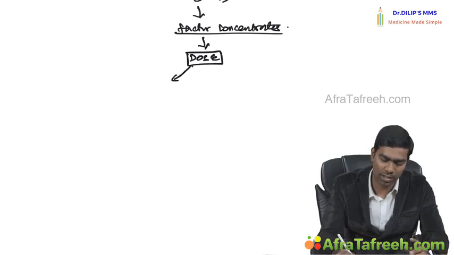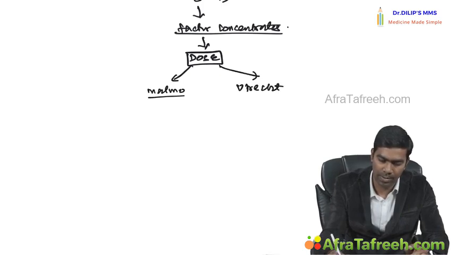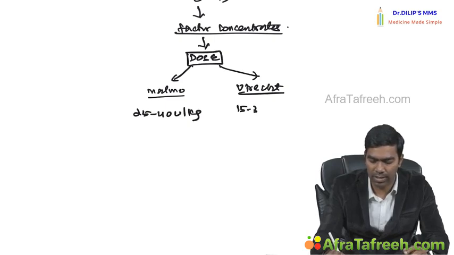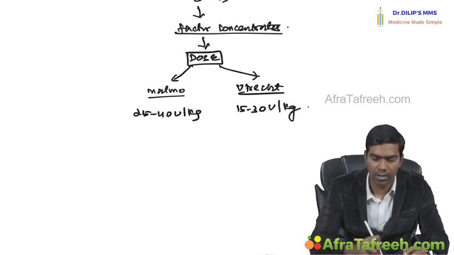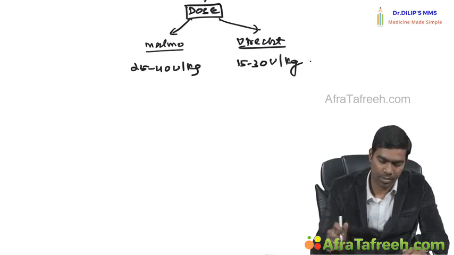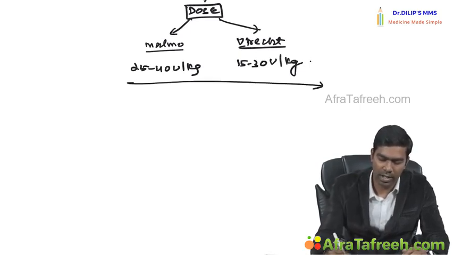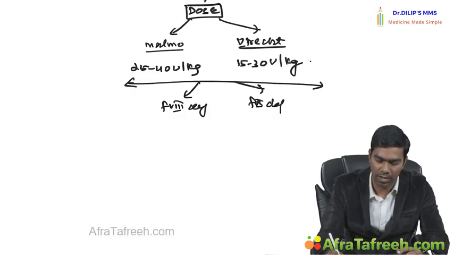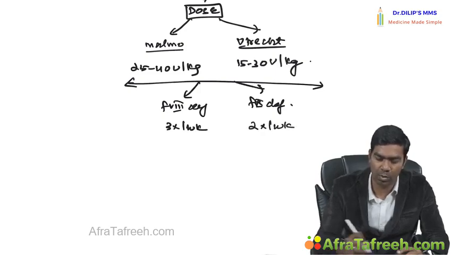There are two protocols for dosing. One is called the Malmo protocol, and the second one is the Utrecht protocol. Malmo protocol tells you to give 25 to 40 units per kilogram of factor concentrate, and Utrecht protocol tells a little lesser dose is still effective, 15 to 30 units per kilogram factor concentrate. And the only thing you have to know is, even though the doses are different, whether it's a factor 8 deficiency or a factor 9 deficiency will determine the dosing interval. If it's a factor 8 deficiency, you have to give 3 times per week, whereas if it's a factor 9 deficiency, you have to just give 2 times per week.